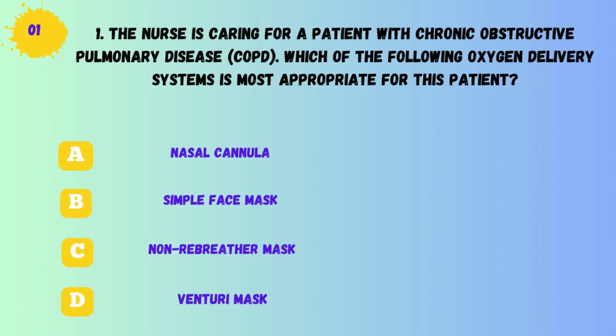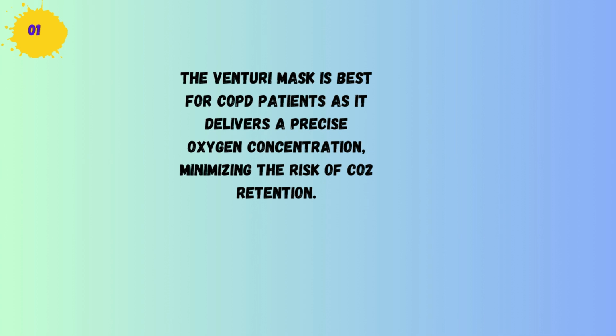1. The nurse is caring for a patient with chronic obstructive pulmonary disease, COPD. Which of the following oxygen delivery systems is most appropriate for this patient? A. Nasal cannula. B. Simple face mask. C. Non-rebreather mask. D. Venturi mask. Answer: D. Rationale: The Venturi mask is best for COPD patients as it delivers a precise oxygen concentration, minimizing the risk of CO2 retention.